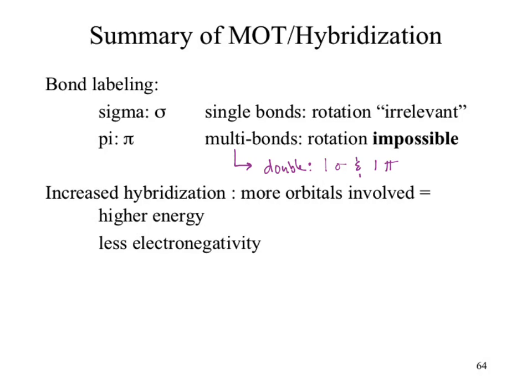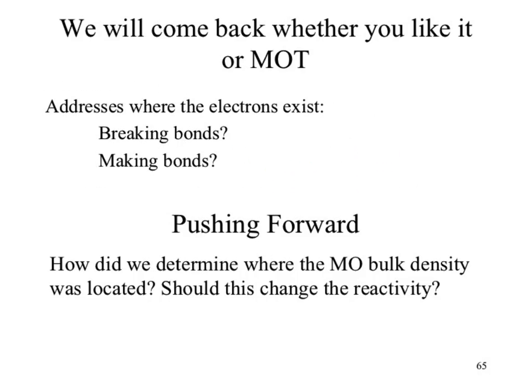So you have to be able to look at a structure and very quickly identify hybridization and at least be thinking about the electrons that are highest in energy. The highest energy electrons are coming from our molecular orbital theory. So we will come back to it whether or not you like it. It's usually coming in the breaking and making of bonds.